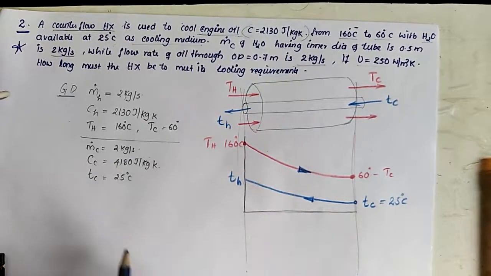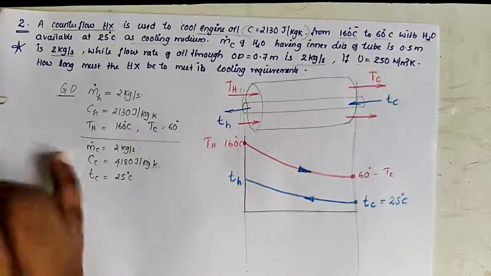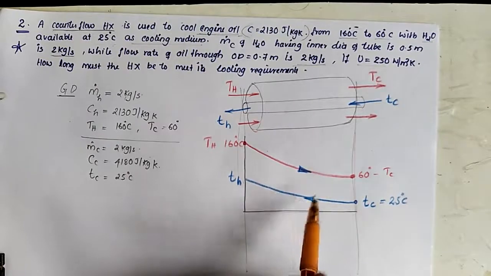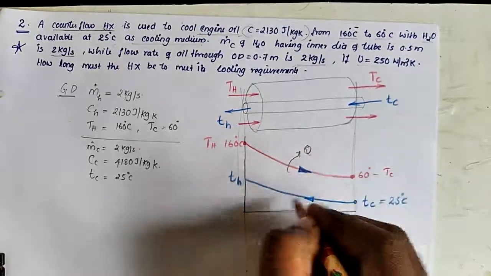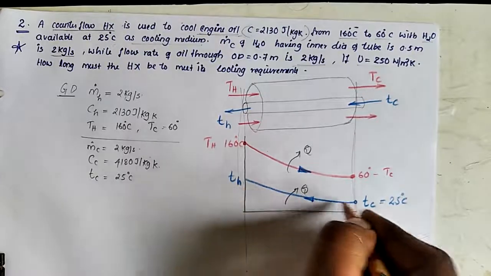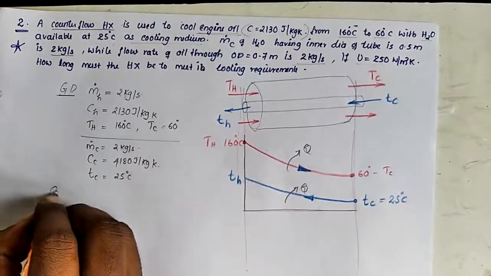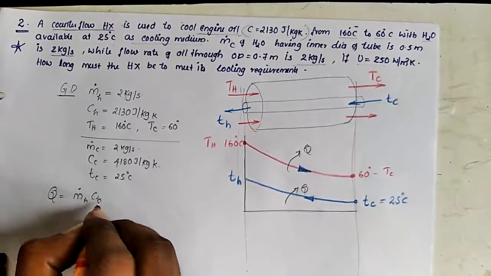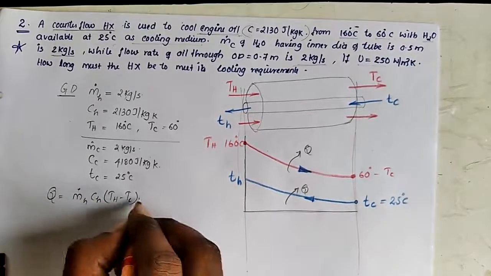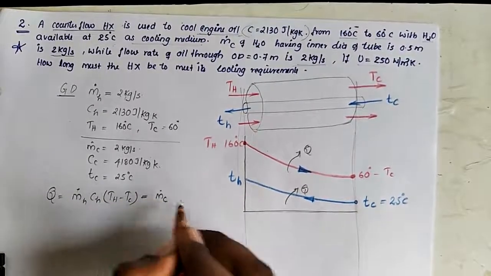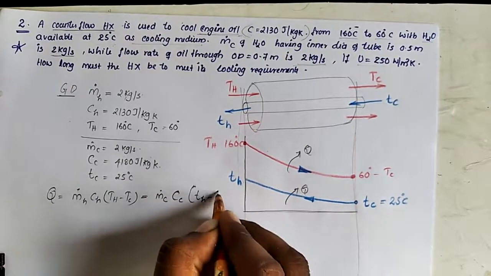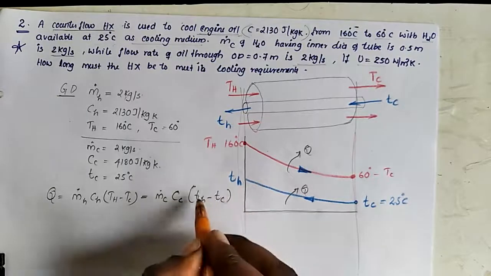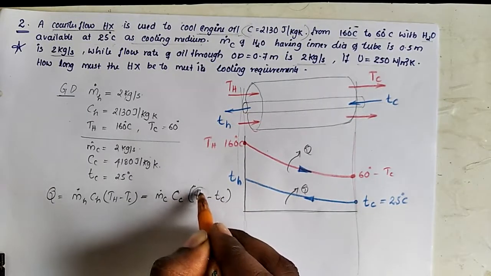For that purpose we need to equate the heat transfer equation, the energy conservation equation. The heat gained by the cold water should be equal to the heat lost by the hot water. This Q amount of heat lost will be equal to the heat gained by the cold fluid. Here Q is equal to m dot H into Ch into (capital TH minus capital TC), which will be equal to m dot C into Cc into (small th minus small tc). Here we don't know the value of small th. Our task is to find out this small th.